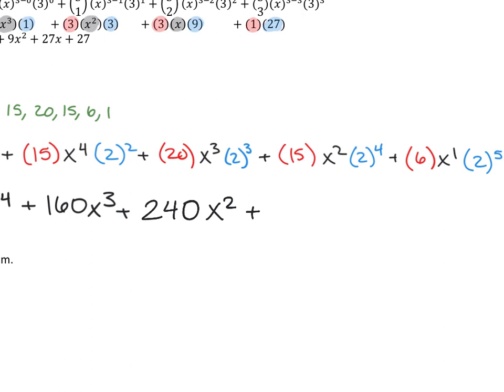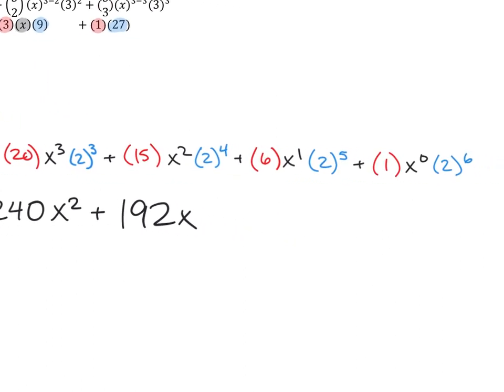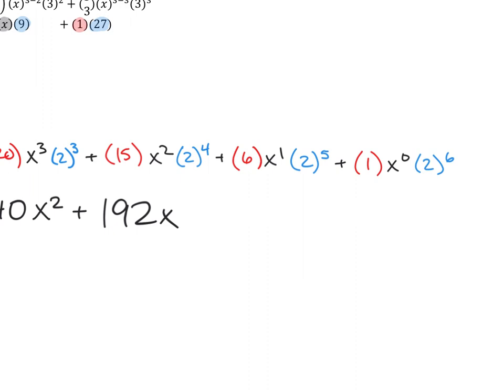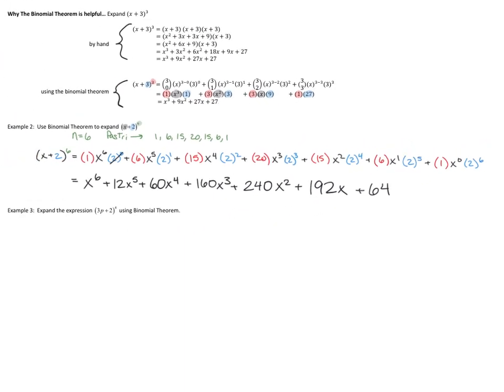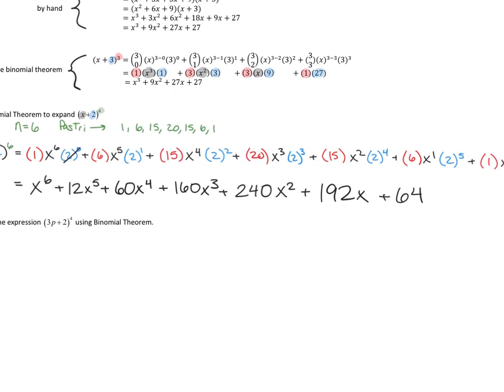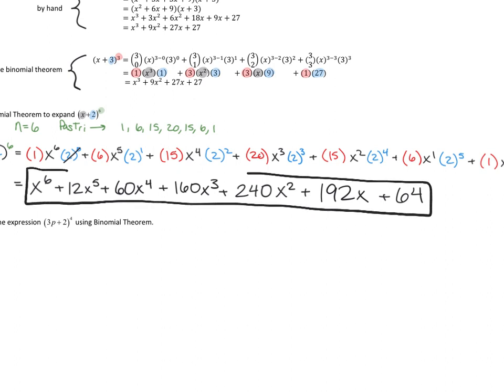Then we have 6 times 2 to the 5th. That's 6 times 32, which is 192. And then the very last one, which is the one that the x's to the 0 power, is literally just 2 to the 6th power, which is 64. And that is the condensed or the simplified binomial expansion for x plus 2 to the 6th. We could do it by hand if you want. I still hate it.